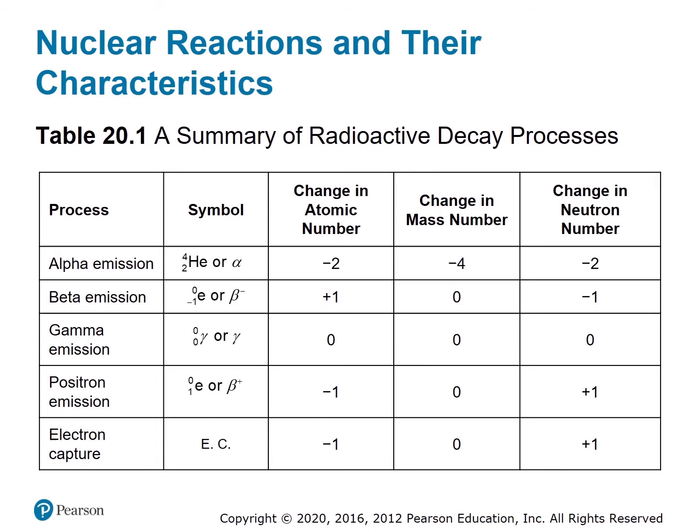Instead of emitting a particle, the nucleus captures one of the atom's inner electrons and uses it to transform the nucleus. This is one of those decay processes that typically involves the release of a gamma-ray photon at the same time.